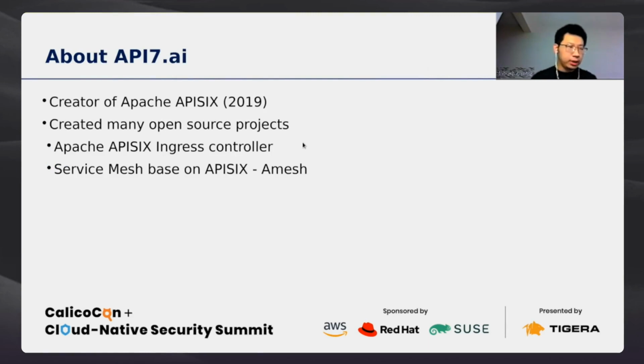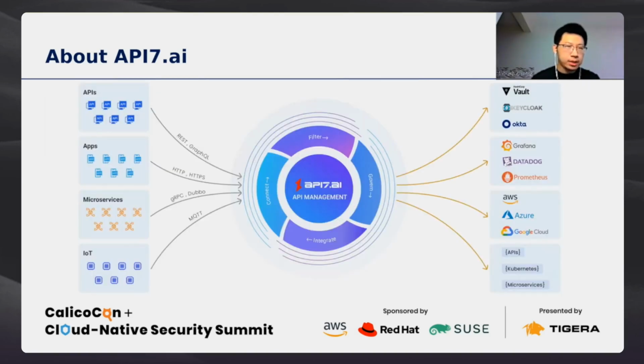First, about my company, API7.ai. The company is the creator of Apache APISIX. Our company created many open source projects about APISIX, such as the APISIX ingress controller, and another project named Mesh, a service mesh based on APISIX. APISIX is a dynamic, high-performance, cloud native API gateway.